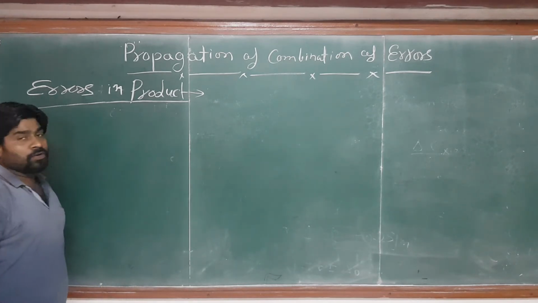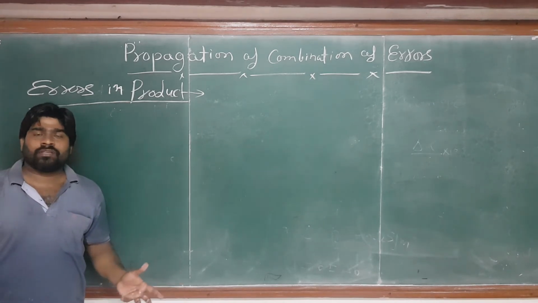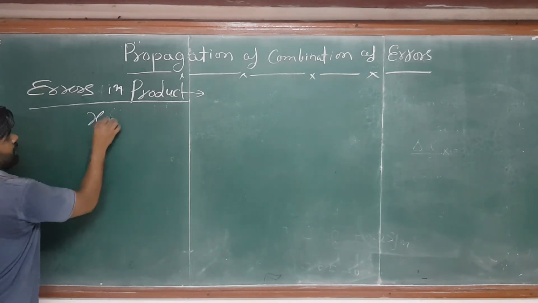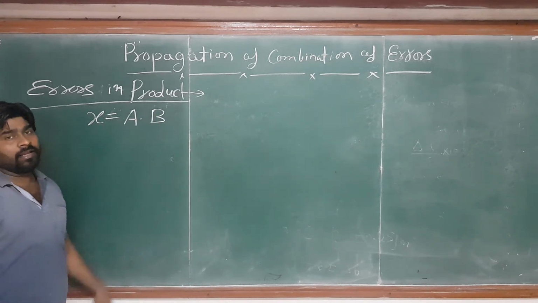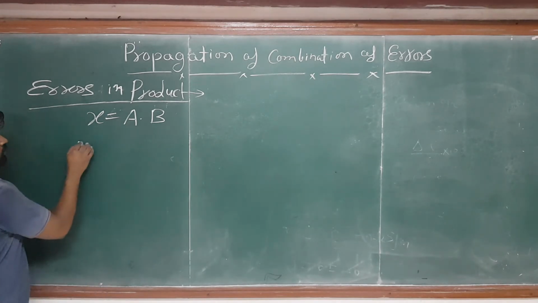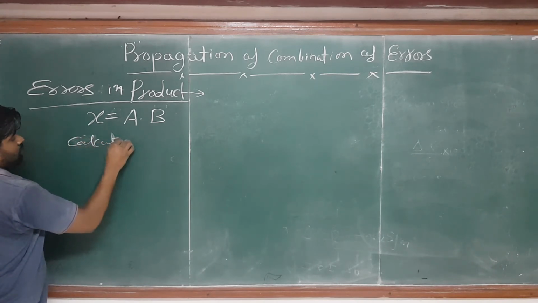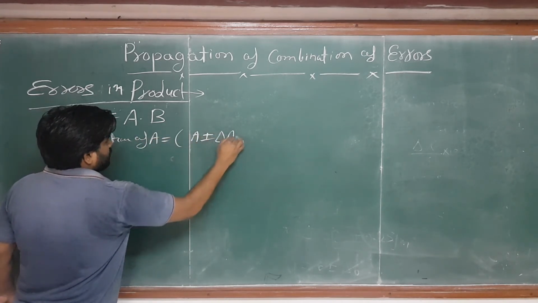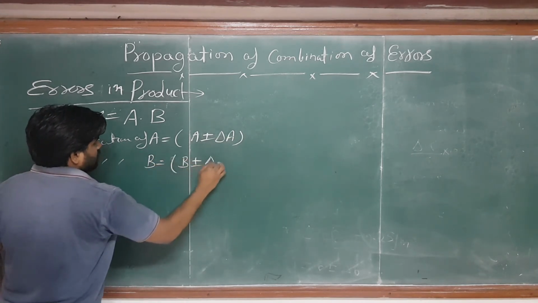Yes, our next topic is the errors in product. Simply because we know there are some equations we have seen which depend on the product of two or three quantities. So I am taking two. Let's suppose x is equal to a product b. So a is one quantity, b is another quantity, and x is the result of the product. Let's suppose the calculation of a is a plus minus del a. Calculation of b is b plus minus del b.